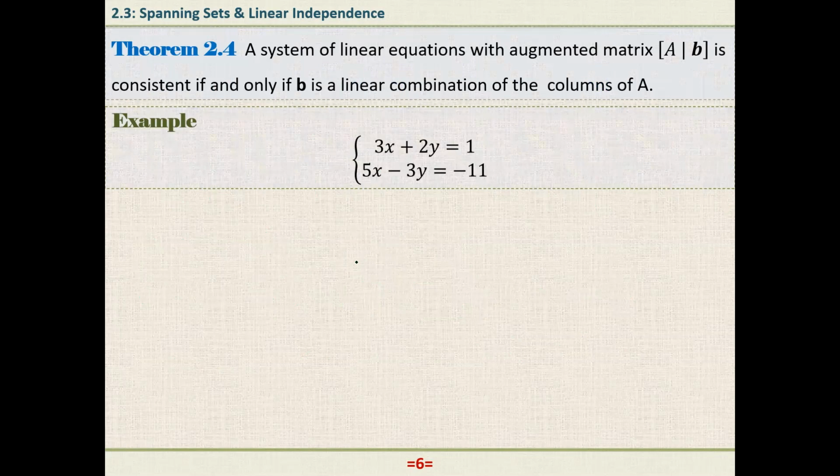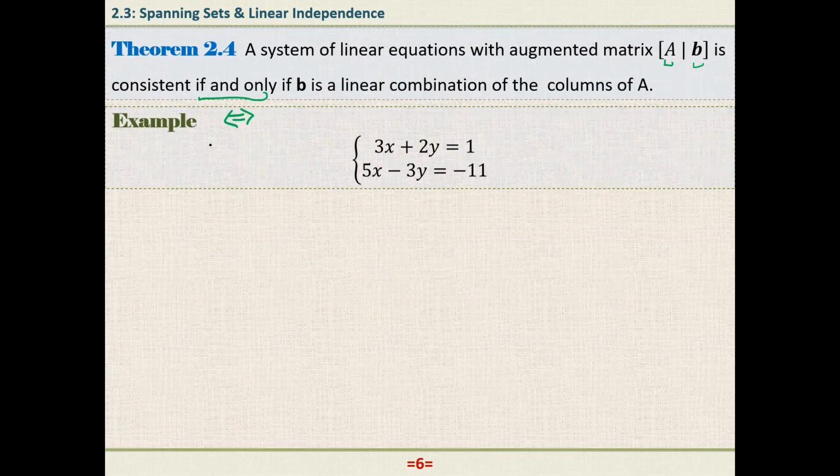A system of linear equations with augmented matrix [A | b]. That's our augmented matrix, and this A is the coefficient matrix. This b is a vector whose components are the constant terms of the system. It is consistent if and only if, and here we are using "if and only if" again, which means a two-way implication, b is a linear combination of the columns of A.